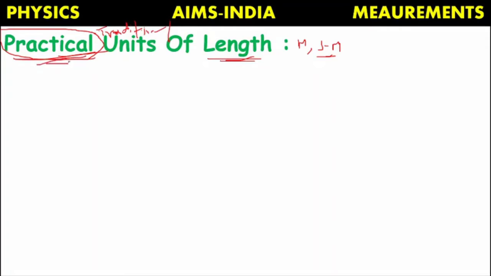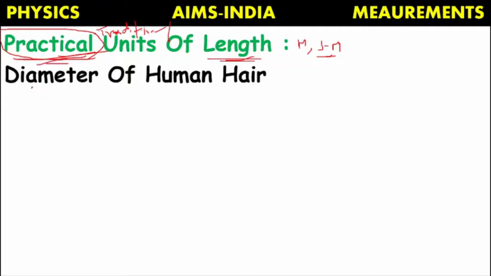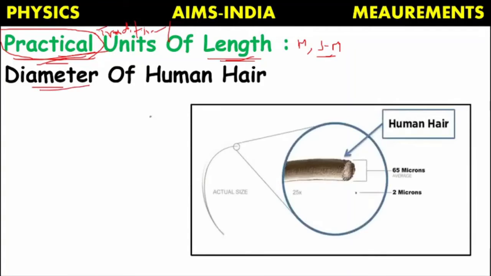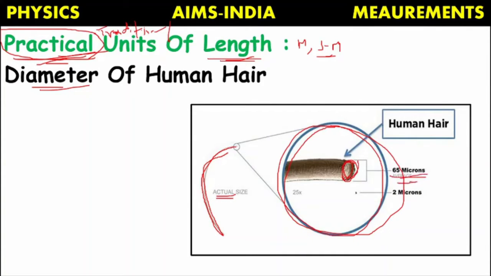Let's learn about them. First, the diameter of human hair. If I want to measure the diameter of human hair, this is the actual size of human hair, very thin. This is the microscopic view. This part, the diameter, we want to measure. The diameter of human hair is normally measured in microns.